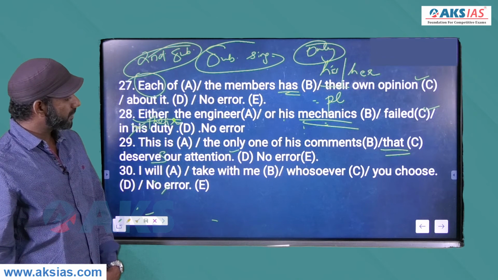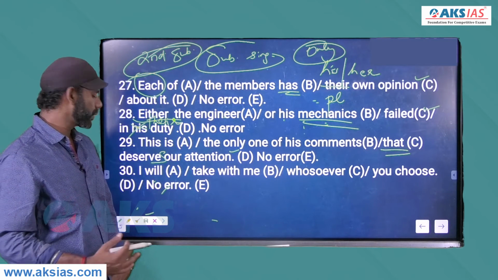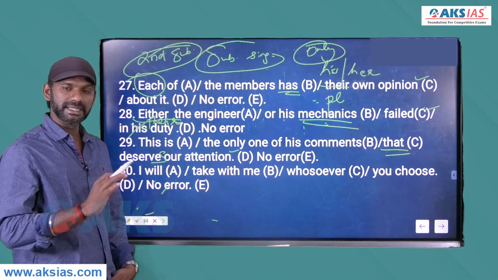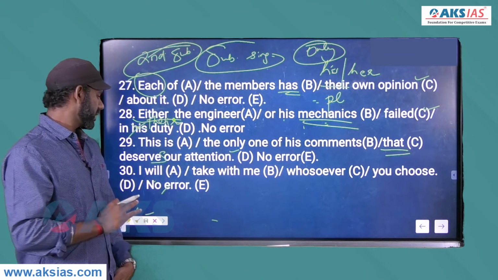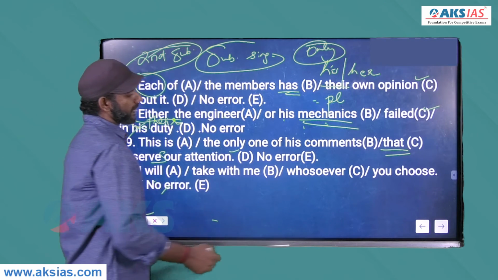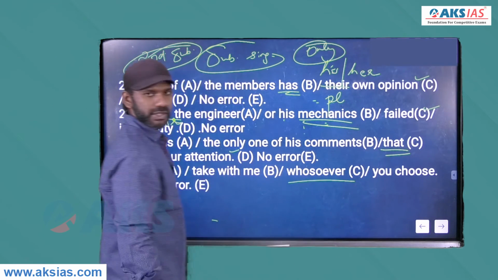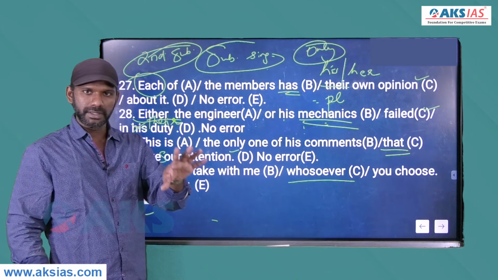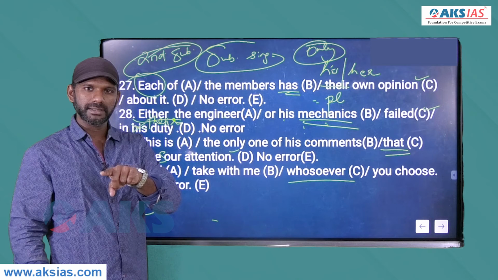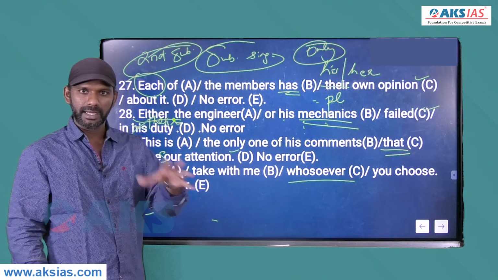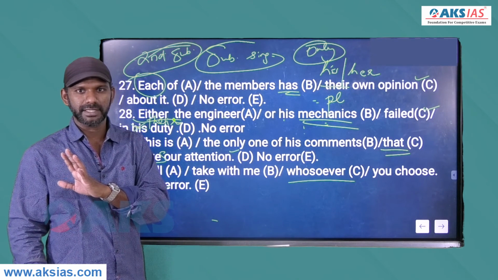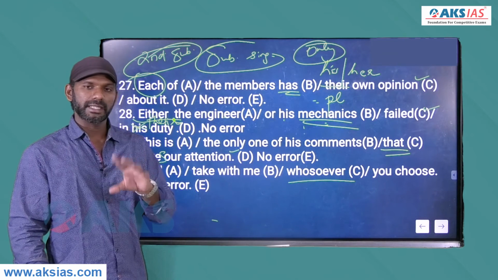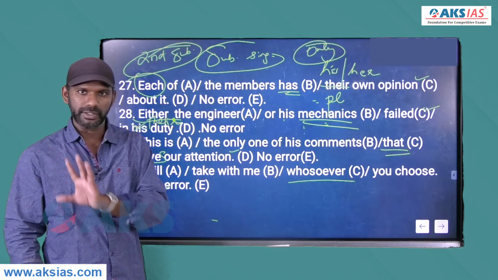The next one. I will take with me whosoever you choose. Understand the meaning of the statement. That means you will choose a person, and the person whom you choose, I'll take with me. That's the meaning.